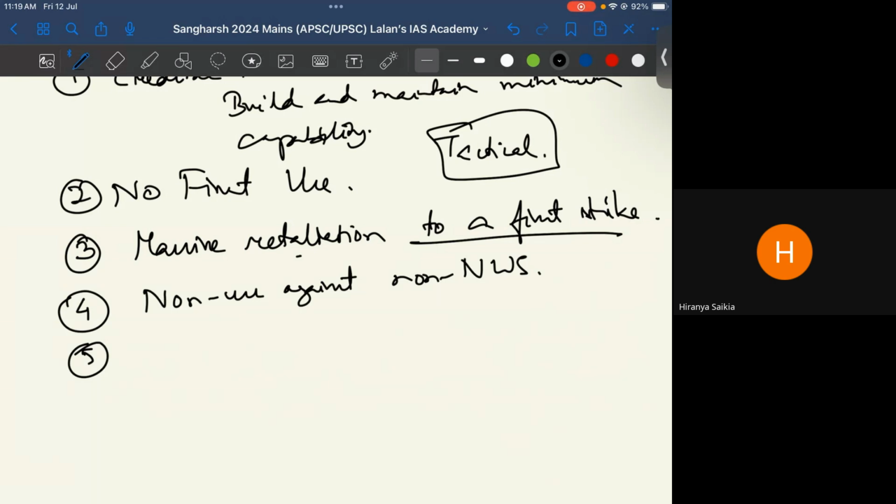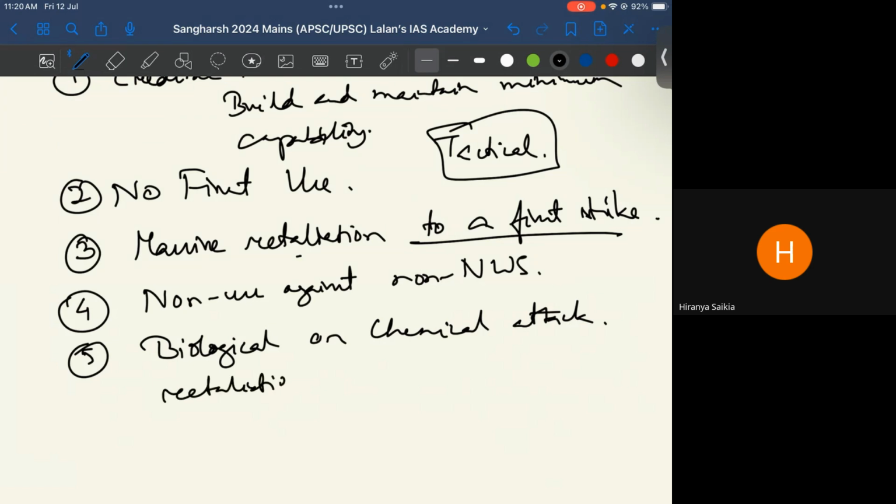Fifth important thing: even in case of biological or chemical attack, we keep the possibility of retaliation. It has to be a major attack, obviously. There is the possibility of retaliation through nuclear weapons. China had to be held accountable for giving Covid. Okay.